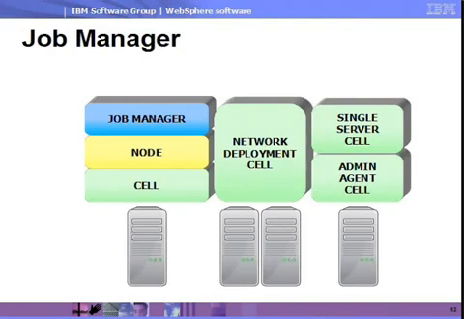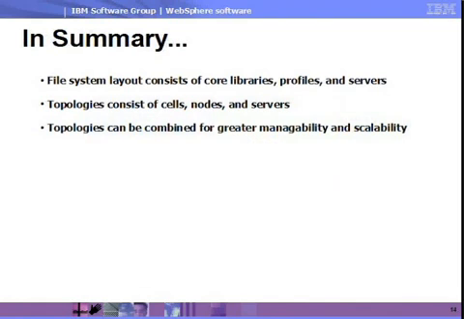The Job Manager topology, also introduced in version 7 of WebSphere Application Server, enables you to manage multiple cells from a single entry point. Note that it does not belong to other cells, rather it provides a convenient means of managing and monitoring multiple disparate topologies.